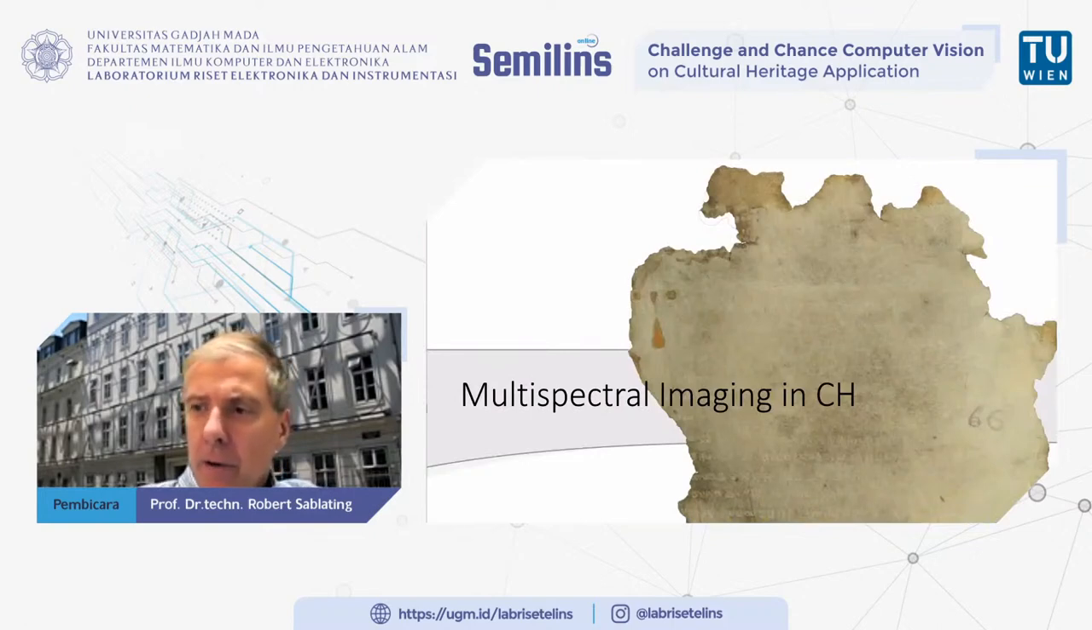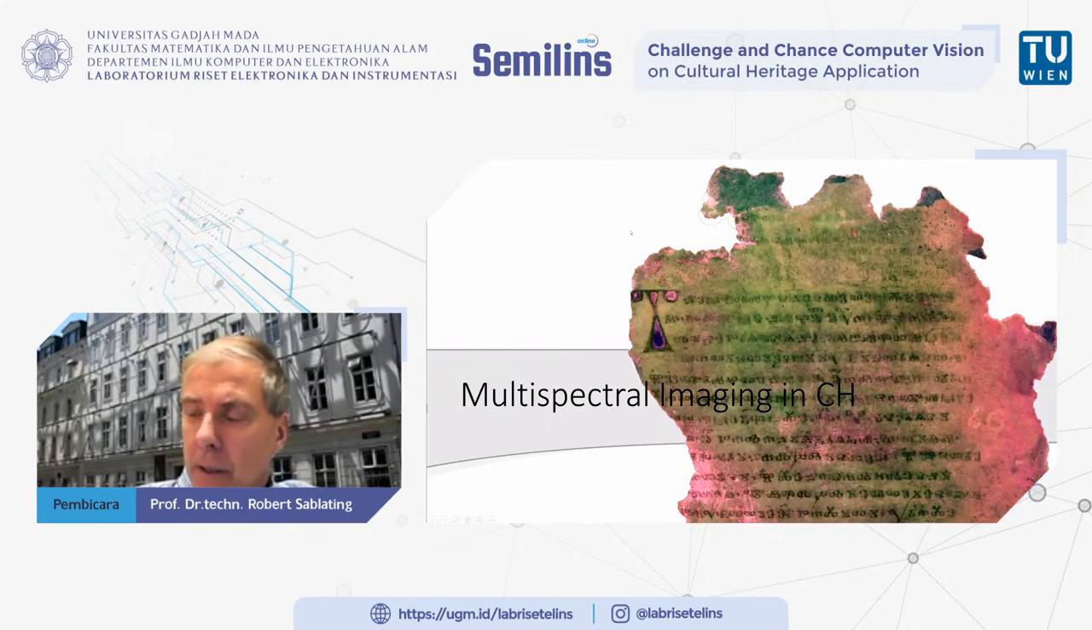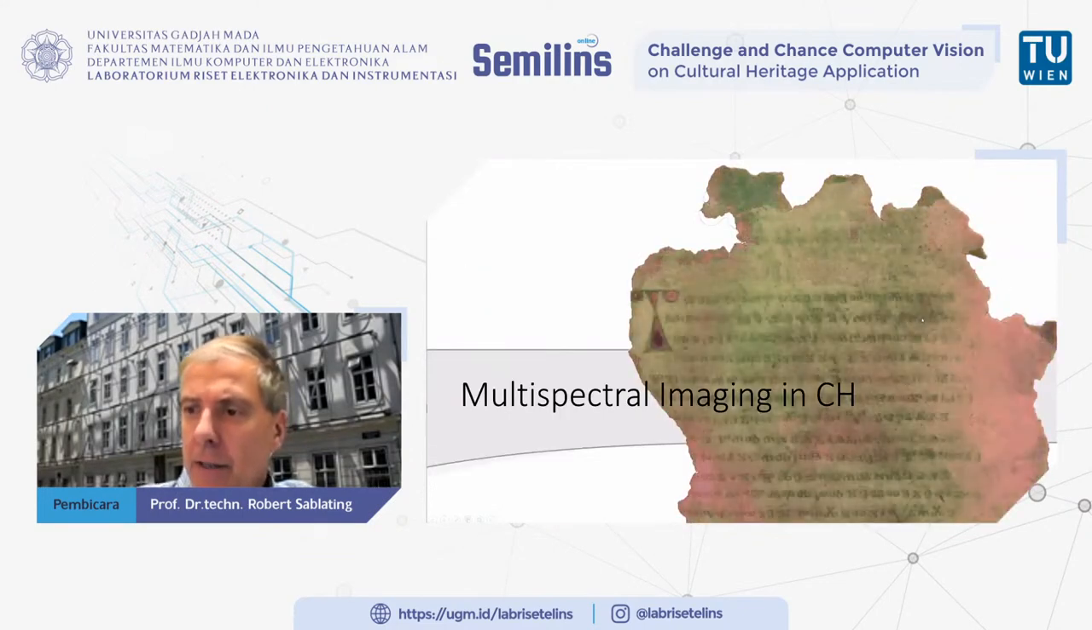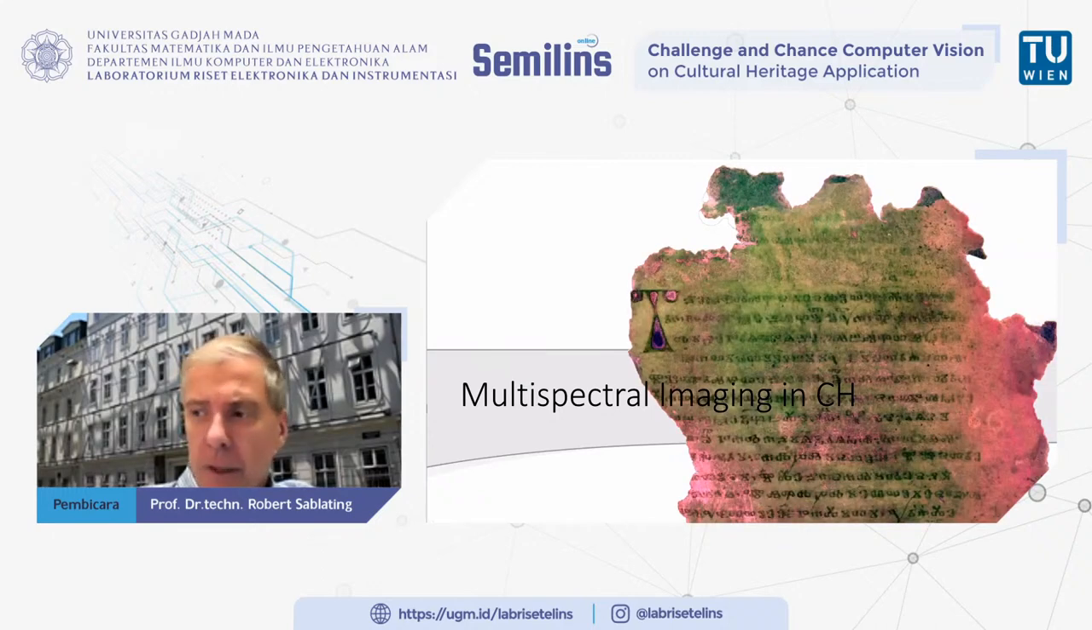And now we're going to have a look at how this multispectral imaging in cultural heritage is performed. You see here one of our pages that we scanned in Egypt, in the Sinai cloister, St. Catherine. This manuscript has undergone some water contact, and therefore the text that is written here is not really visible. If we do our image processing, then the text that was not readable before is reconstructed and can be read by the philologist. So in principle, the aim of the whole thing is to make unreadable text readable again.